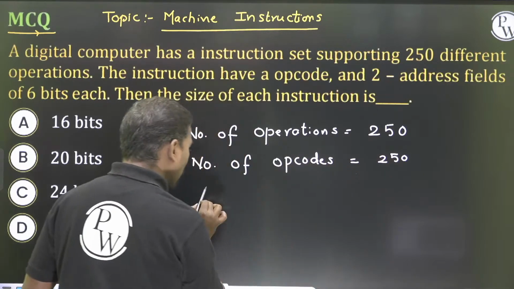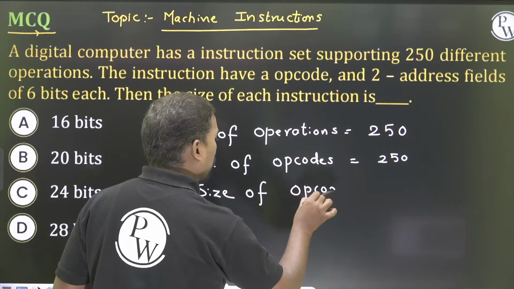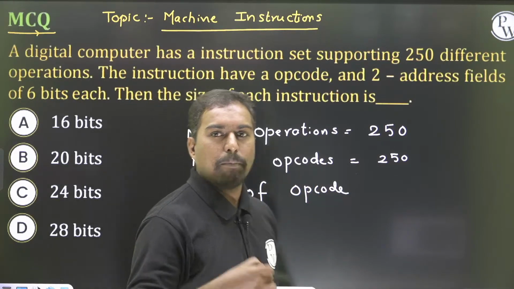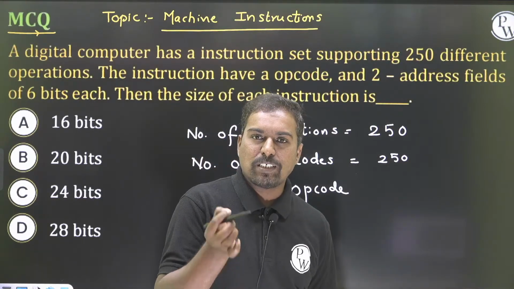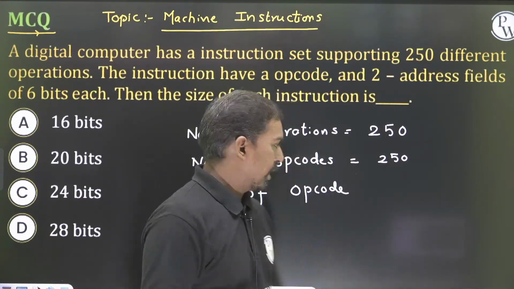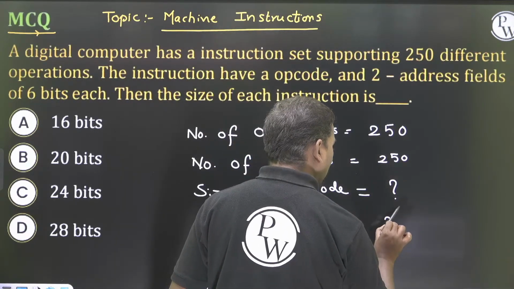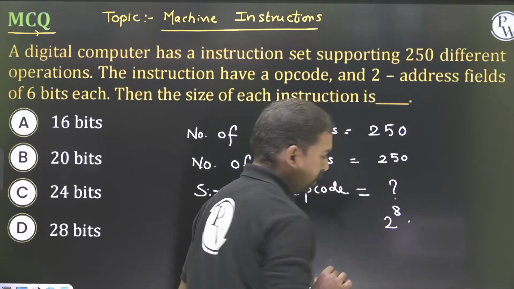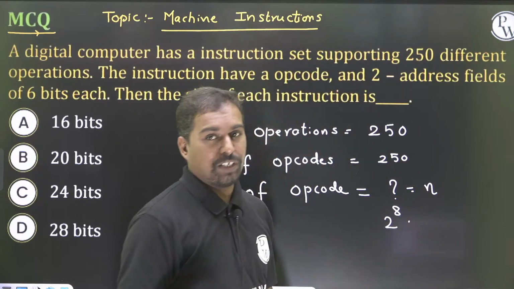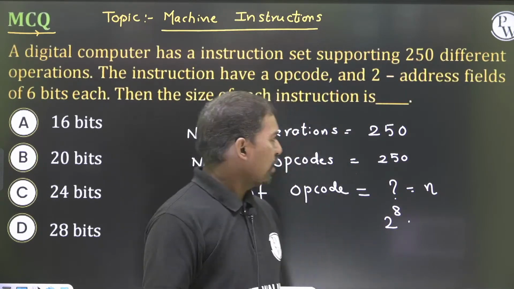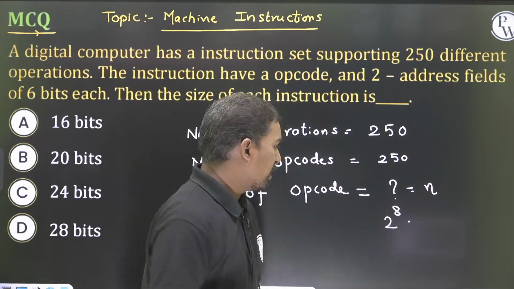Then what is the size of the opcode? If the size of the opcode is n, then the number of opcodes will be 2 power n. That everybody knows. So if you take 2 power 8, it is 256. Suppose I take 2 power 7, it is 128, and 128 cannot separate these 250 operations, right? That's why I am taking n equal to 8.